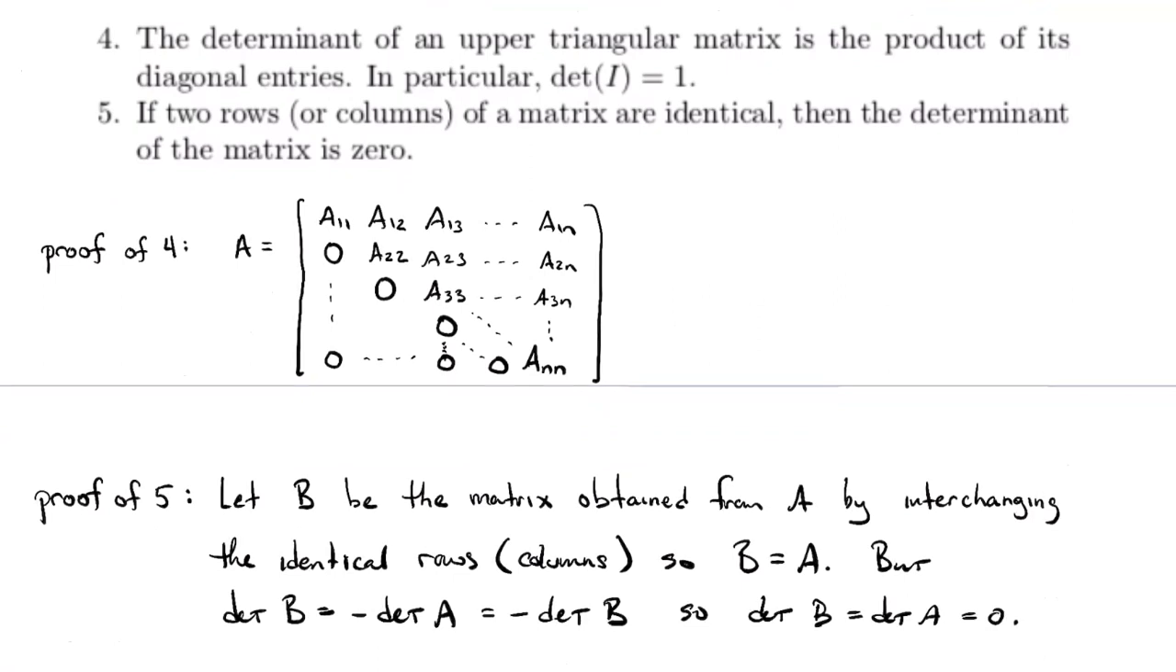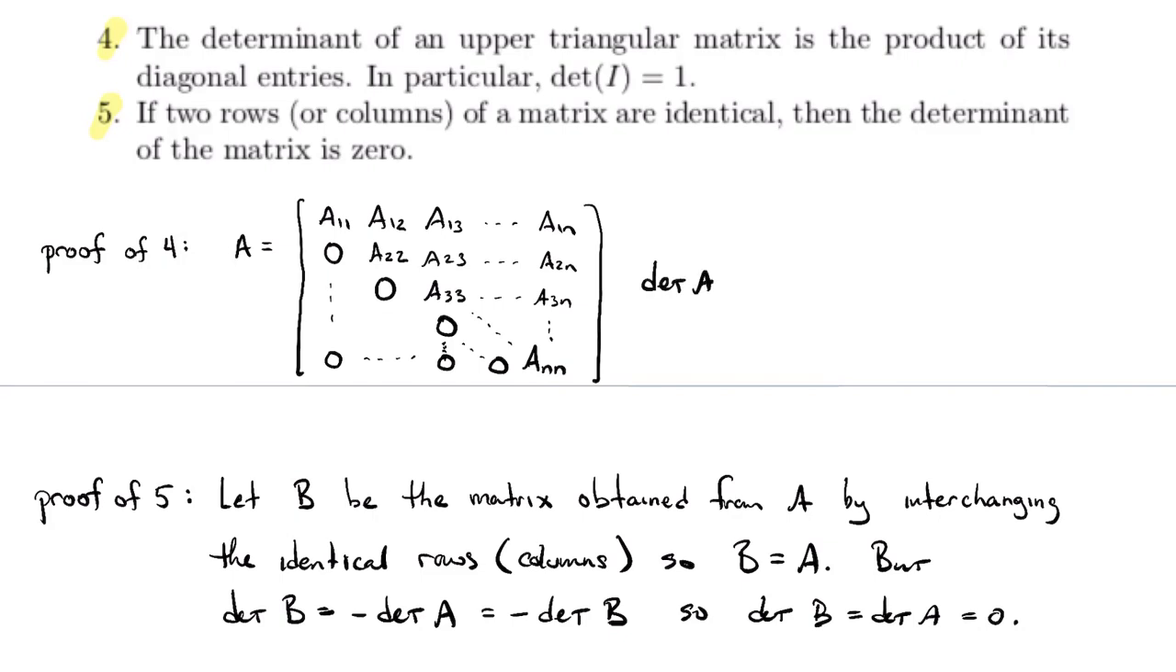Two more properties, enumerated just like they are in the book: properties 4 and 5 of the determinant. First of all, if you have an upper triangular matrix, its determinant turns out to be just the product of its entries. I'm not going to call what I'm going to write here a proof, but I am going to try to convince you that that's true.